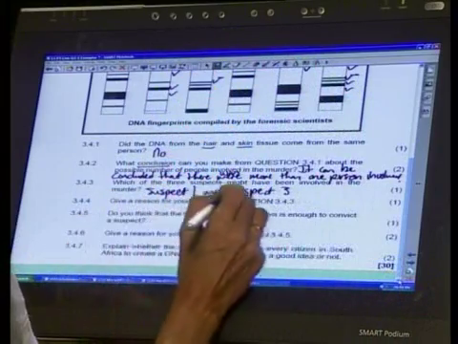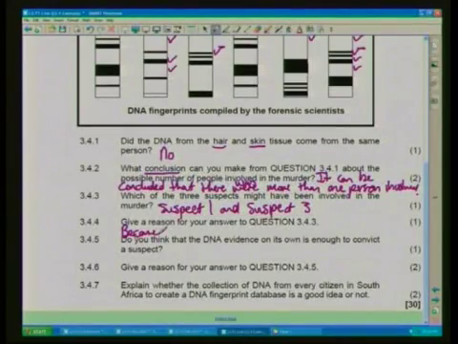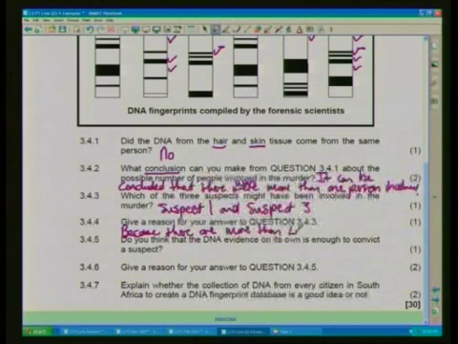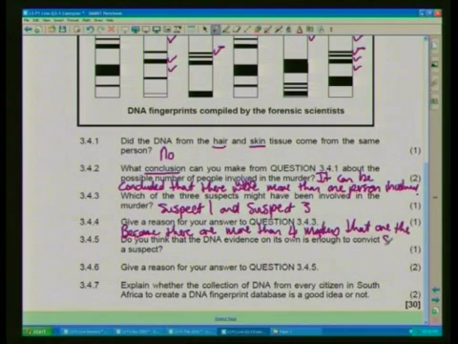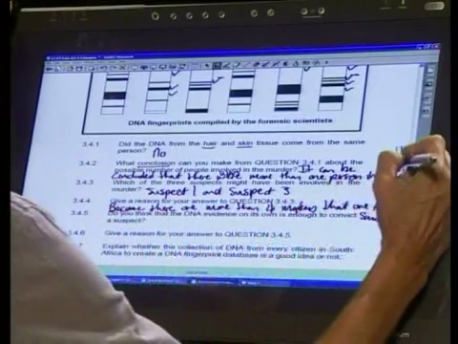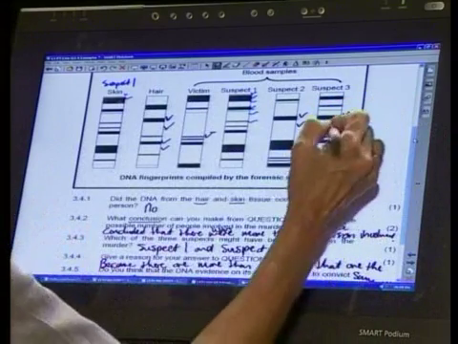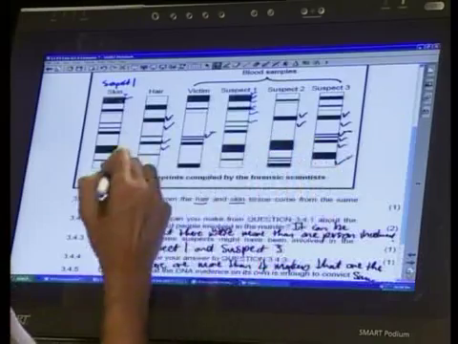Give a reason for your answer to question 3.4. Because there are more than 4 markers that are the same. Okay, there are more than 4 markers that are the same. And if we look back here again, here we had 1, 2, 3, 4, 5 markers, and this last one is 6, that were the same here.